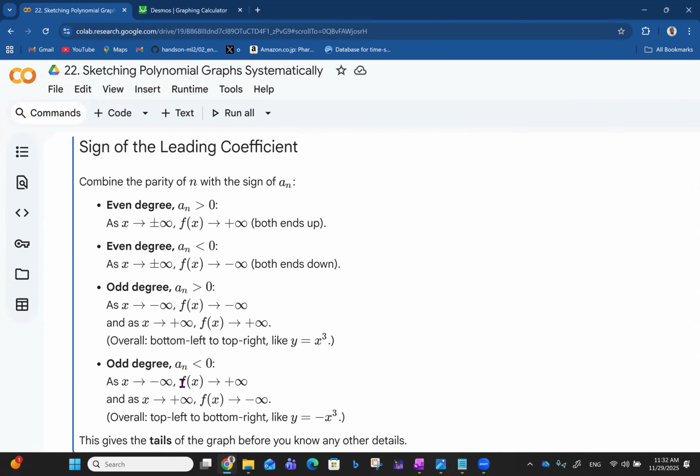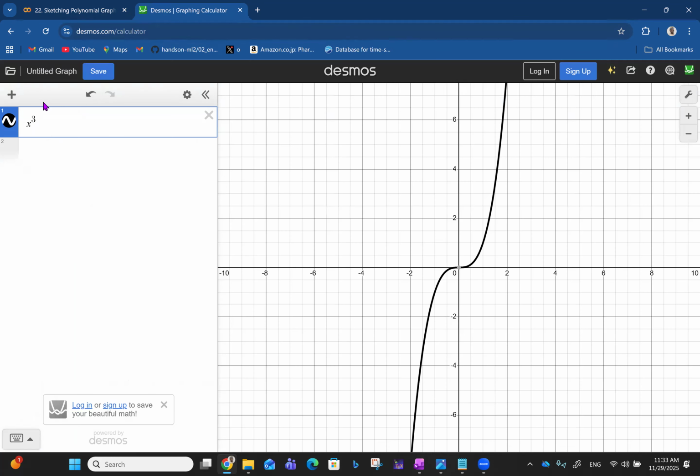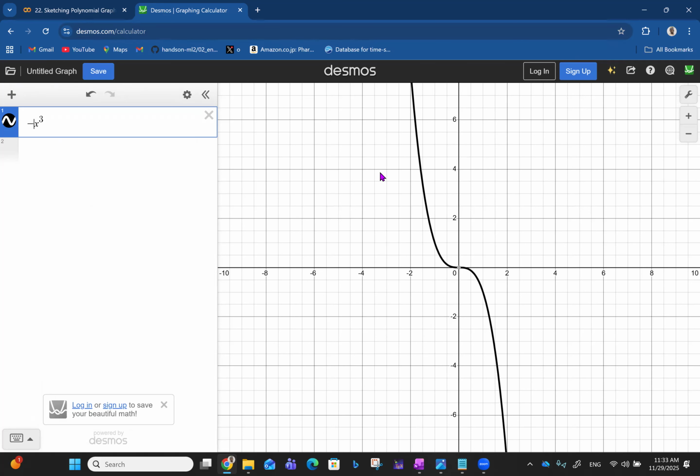Okay, so for odd degree and a_n less than 0, that is, it is negative, you now have a reversal. Negative leads to positive, positive leads to negative. So as x approaches negative infinity, f of x approaches positive infinity. And as x approaches positive infinity, f of x approaches negative infinity. Overall, we have top left to bottom right, like y equals minus x cubed. So you have a flip over.